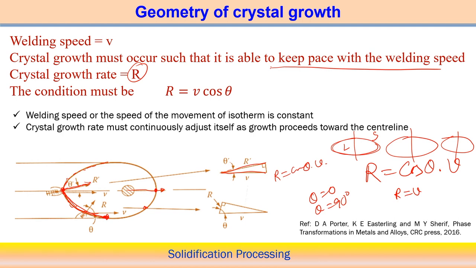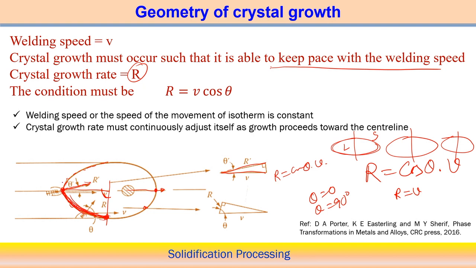That can be achieved if the growth rate keeps pace with the welding speed. When we observe the growth rate from theta 0 to 90 degrees, it varies from the minimum value to the maximum value, that is, from theta equal to 90 to theta equal to 0 degrees. Therefore, crystal growth must continuously adjust itself as the growth proceeds towards the central line.